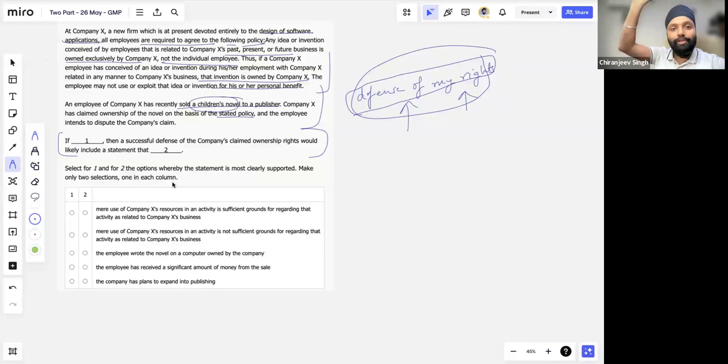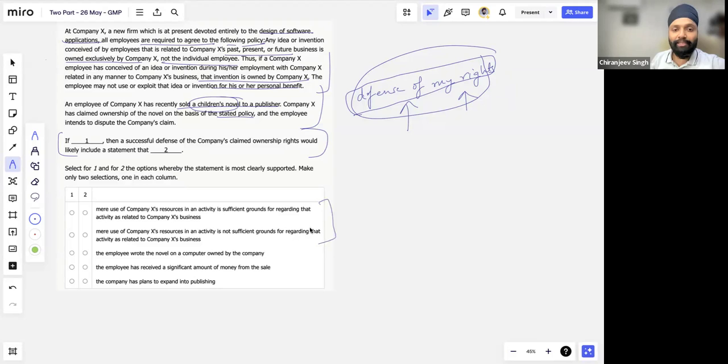But the passage was nowhere talking about using of company's resources. It was just about if whatever you're thinking or conceiving or inventing is related to my current business, I just own it. The passage was not really about using companies' resources. So it's a new thing. So when I read it, I was like, I don't know how it is even related, where to put it.